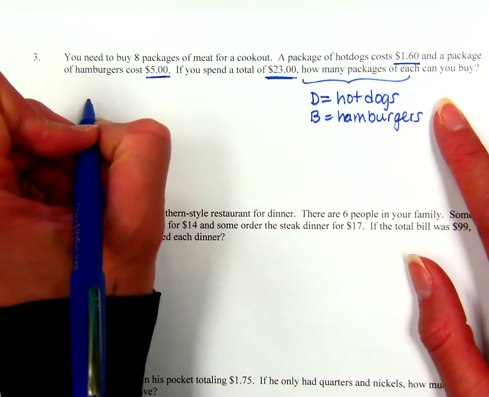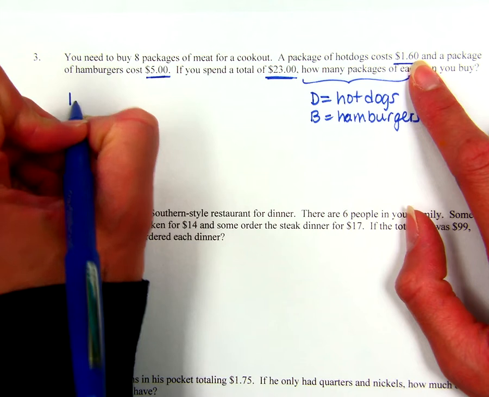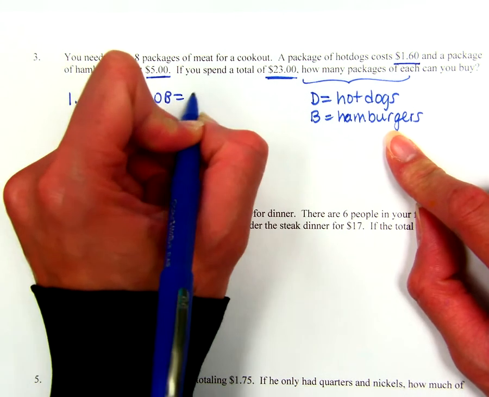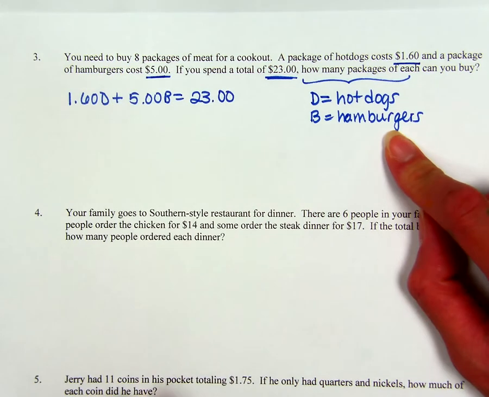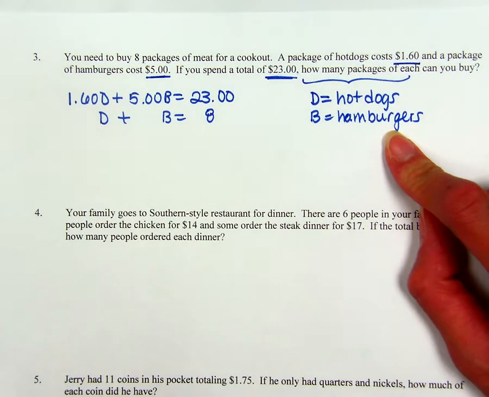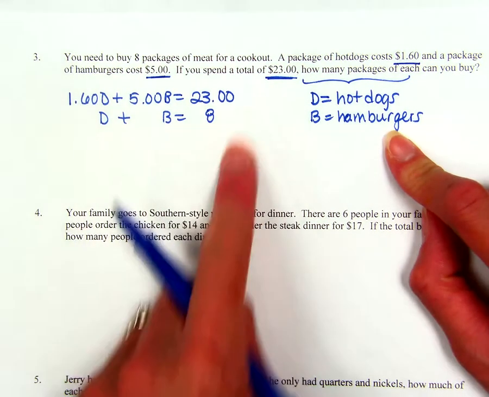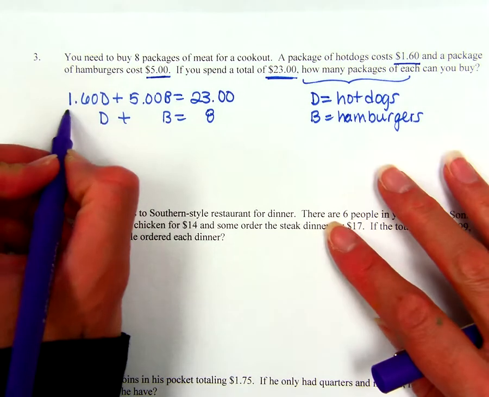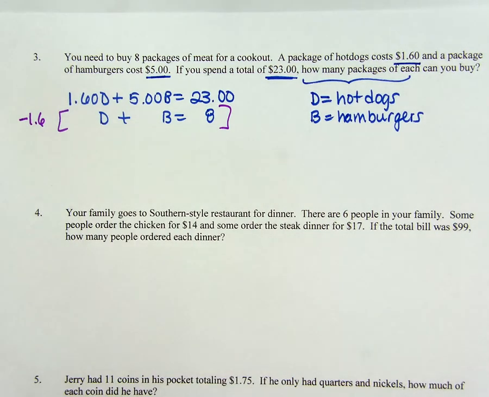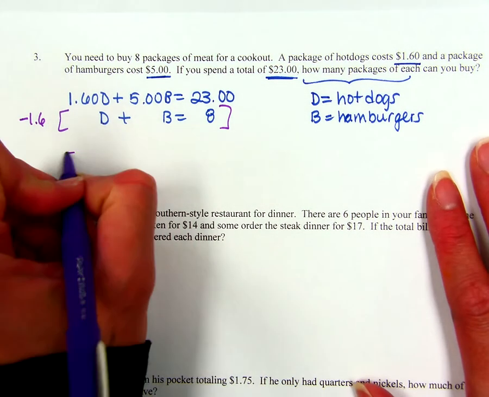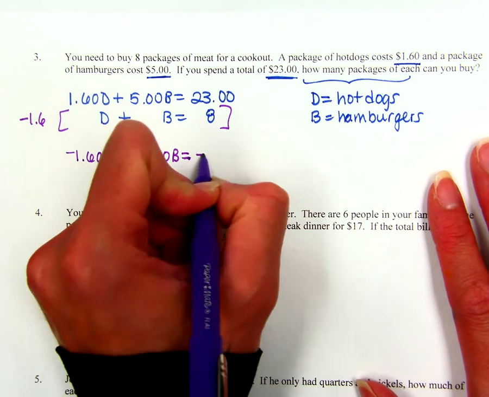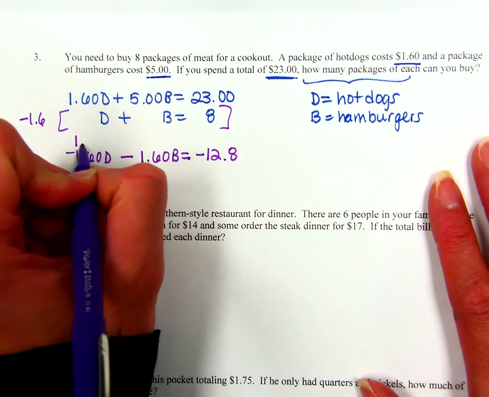All right, so one of my equations is just with cost. So hot dogs cost $1.60, and hamburgers cost $5, and I have a total of $23. Then I have a certain amount of hot dogs, a certain amount of hamburgers, and I should have 8 total items. Now that everything's lined up, I can multiply, let's say, the bottom equation by negative 1.6. I could do it by negative 5. That would work as well. Okay, so I'm going to do negative 1.60d minus 1.60b equals negative 12.8. And then the top equation doesn't change.